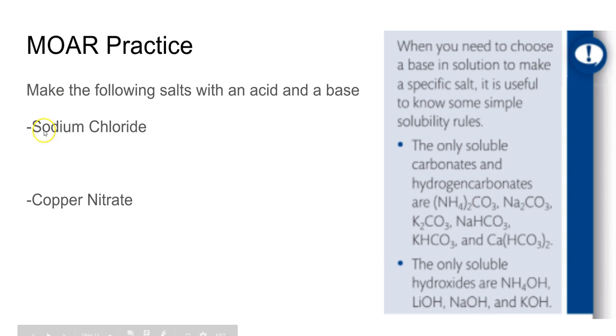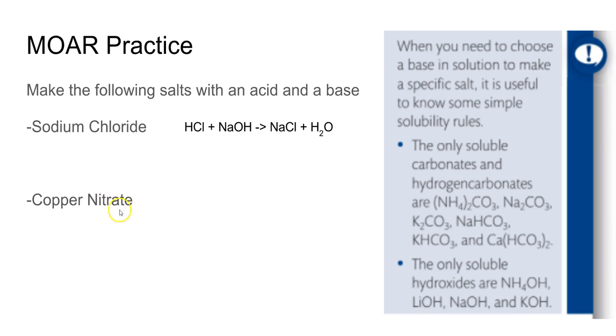Okay, so I'm trying to make sodium chloride. So let's start with the acid. If I want to have a chloride, I should probably use HCl, hydrogen chloride, right? Hydrochloric acid. And if I want sodium, well, I can just use this hydroxide, sodium hydroxide. And so I get HCl plus NaOH. That's an acid and a base. It's a neutralization reaction. And so I get the salt NaCl plus water.